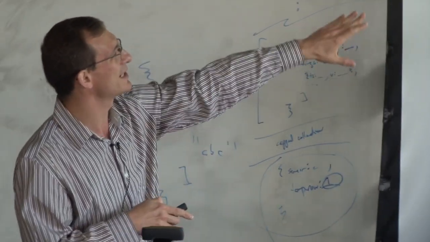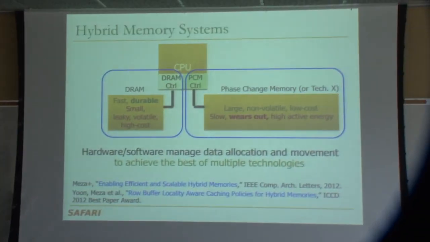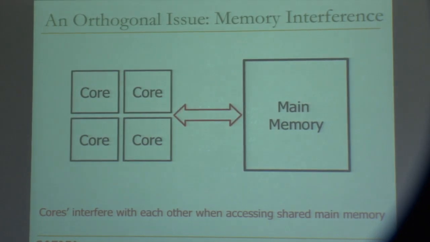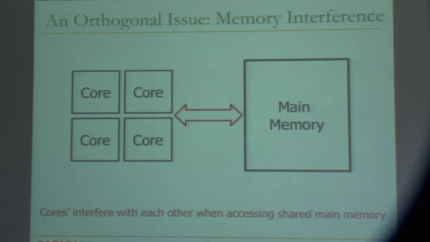Okay, so let's take a look at this first one first. I'll talk about this first, and then I'll talk about the hybrid approach next. But before that, I think there's an orthogonal issue that I will not talk about today, at least, but we will cover that in the lectures, which is the issue of memory interference.